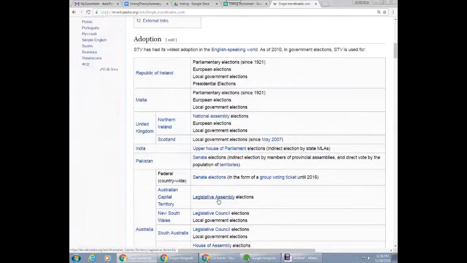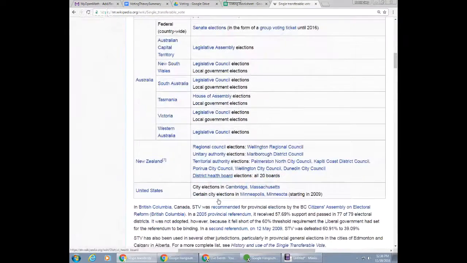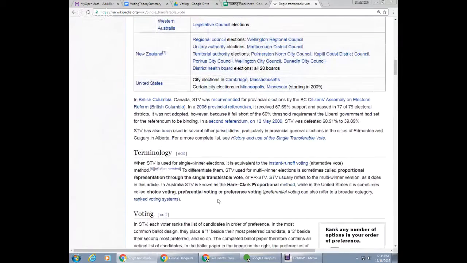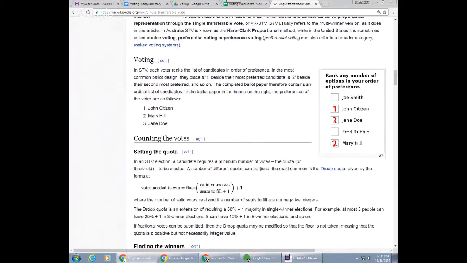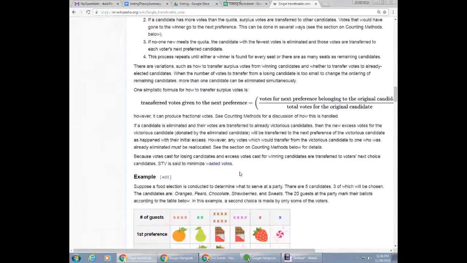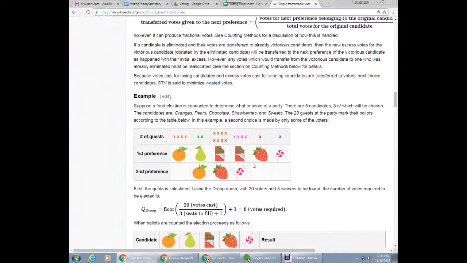But they list all the different countries that use it. And some places even use it, like Cambridge, Massachusetts, which uses it in a city election. They give some examples of how it works, and then they give you an example with fruit here.